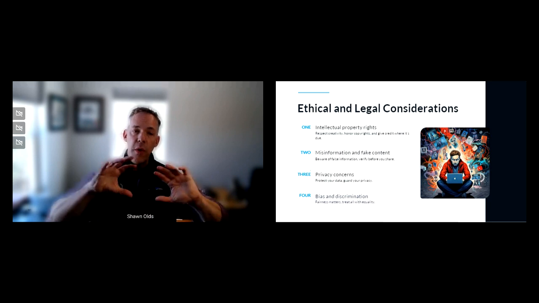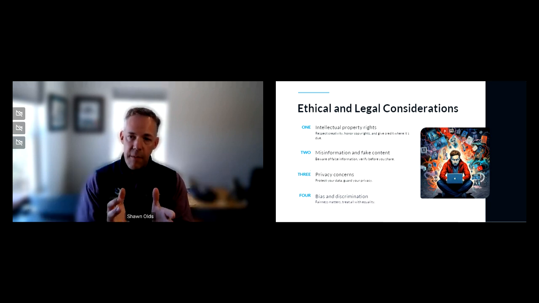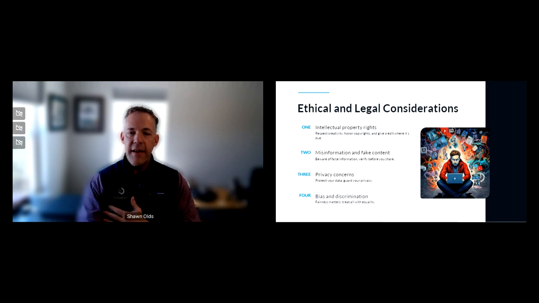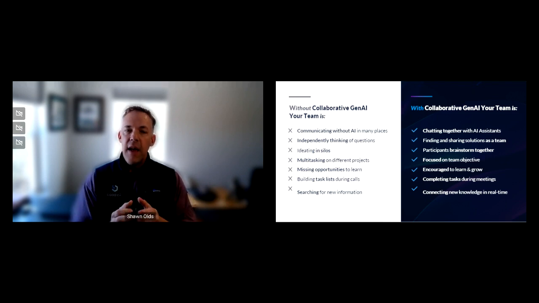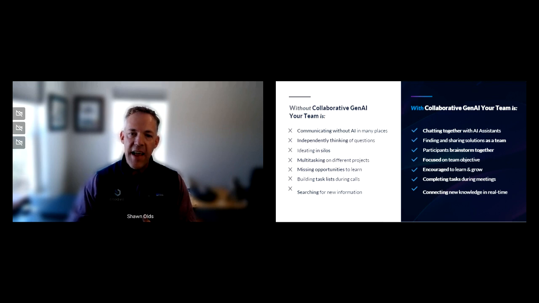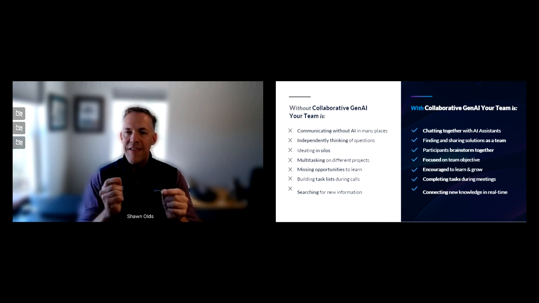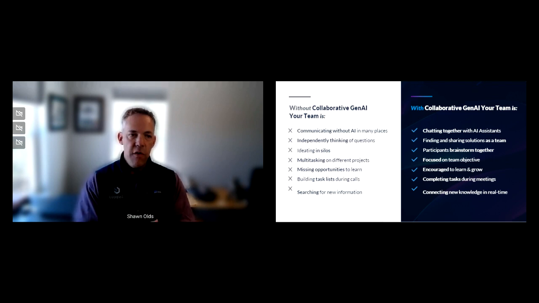Now, when we can get comfortable with all of this and put this in place, why is it that we want to push forward with generative AI? Why do we want to make sure those fire alarms and fire extinguishers are in place so that we can maximize? It's because we know that when we can get our team to collaborate with generative AI, they're going to be able to do a lot more. You're going to see people that are able to find and share solutions as a team. And as we move to more remote and hybrid teams, that's going to become more and more essential.